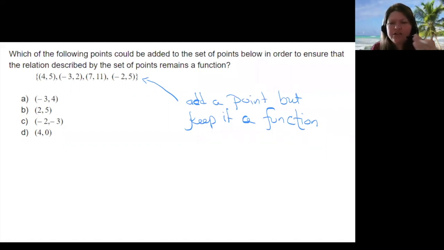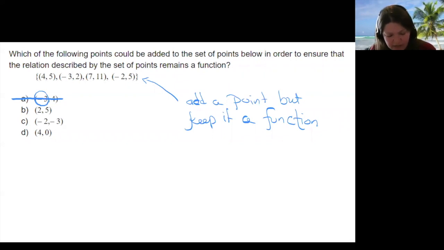And A, to me, I could not add to this set because A has an X value of -3. And I already have a point in this set that has an X value of -3. If I were to add A, this relation would no longer be a function. So now let's consider the point that Manal was looking at.